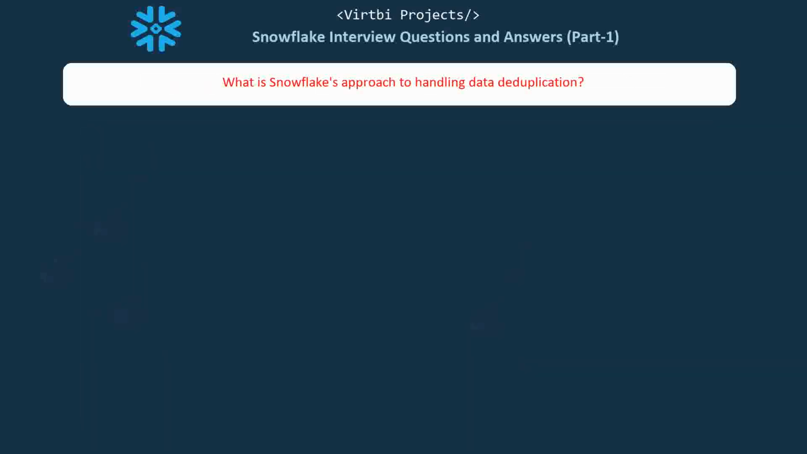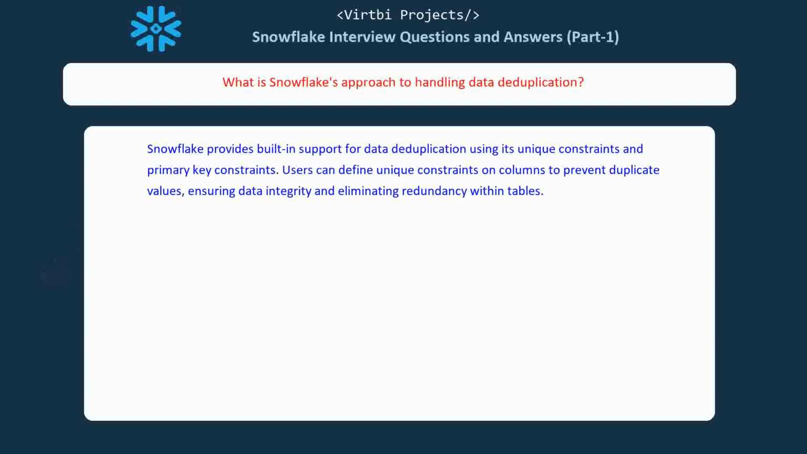What is Snowflake's approach to handling data deduplication? Snowflake provides built-in support for data deduplication using its unique constraints and primary key constraints. Users can define unique constraints on columns to prevent duplicate values, ensuring data integrity and eliminating redundancy within tables.